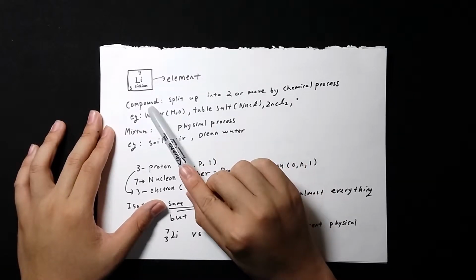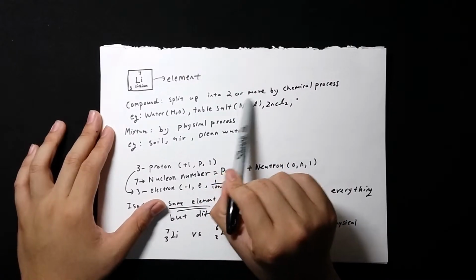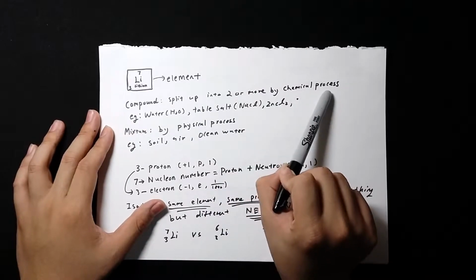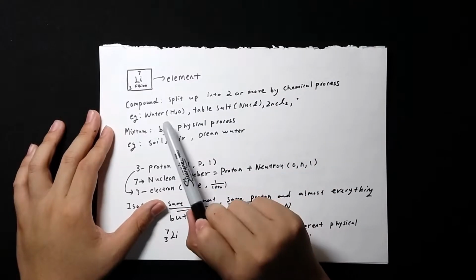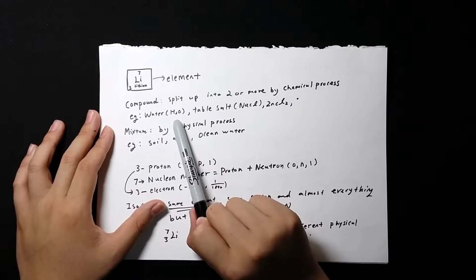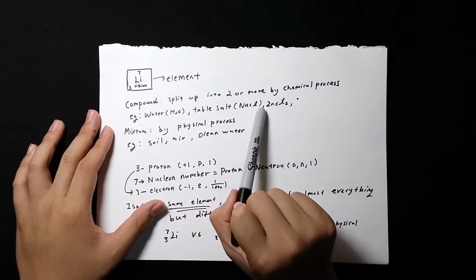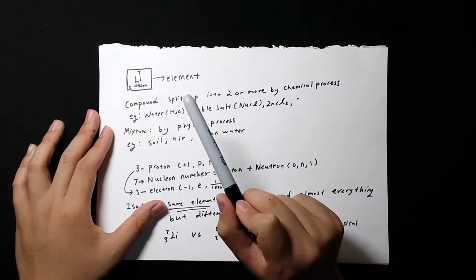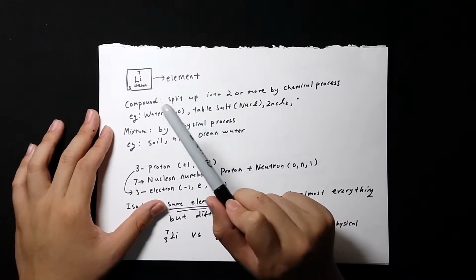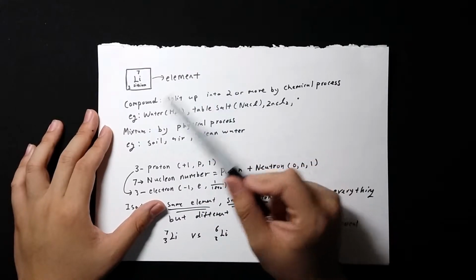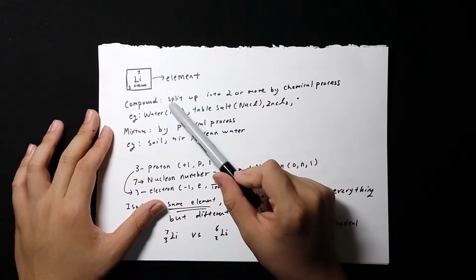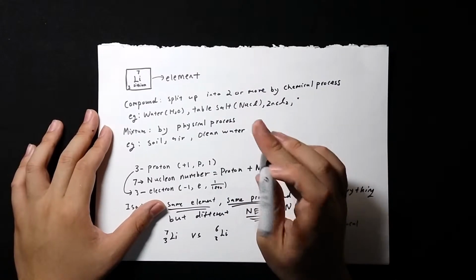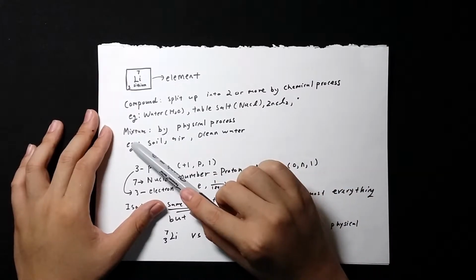A compound is basically two or more substances that are chemically combined. As a result, you can only separate them by chemical means. Examples are water, which is H2O, table salt, NaCl, and zinc chloride. As long as you see a chemical formula, in terms of ionic formula or covalent formula, it's considered a compound, because the only way you can separate the elements is through chemical means or electrolysis.